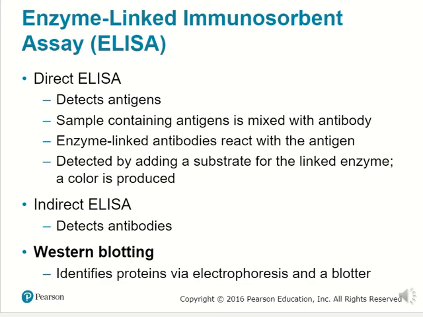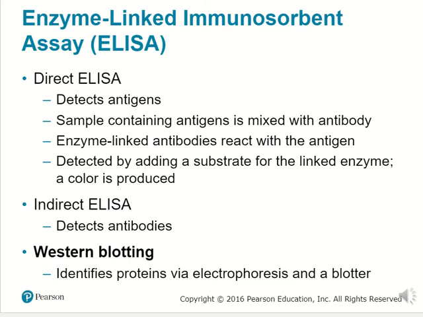A nice technique is a direct ELISA, or enzyme-linked immunosorbent assay. Direct ELISAs help detect antigens, and it involves a sample containing antigens mixed with an antibody. Enzyme-linked antibodies react with the antigen, and they are then detected by adding a substrate to the linked enzyme. Usually a color is produced in the process. But another type of ELISA assay is an indirect ELISA, which is actually used to detect antibodies instead of antigens.